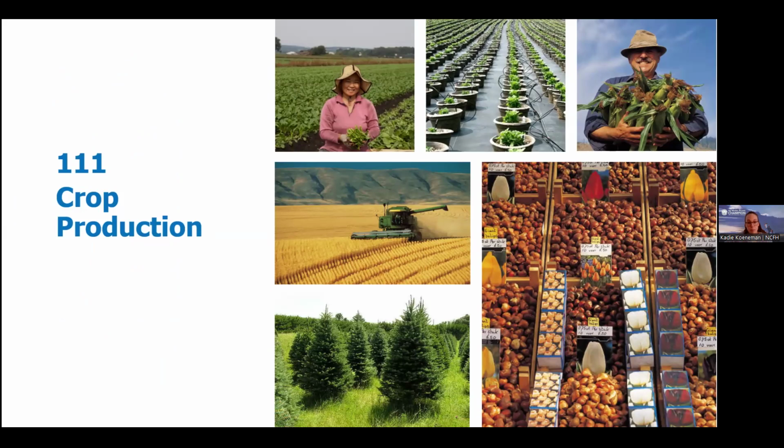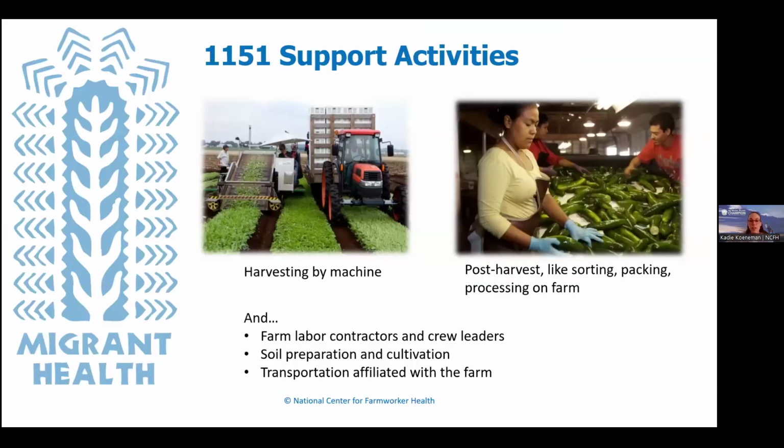So 111 crop production. This includes a lot of the common crop production tasks and industries that you can think of, like grains and nuts, fruits and vegetables, nurseries, other commodities like tobacco, cotton, hops, and Christmas trees. And then support activities for crop production. This includes harvesting by machine, post-harvest tasks like, excuse me, sorting, packing, and processing on the farm.